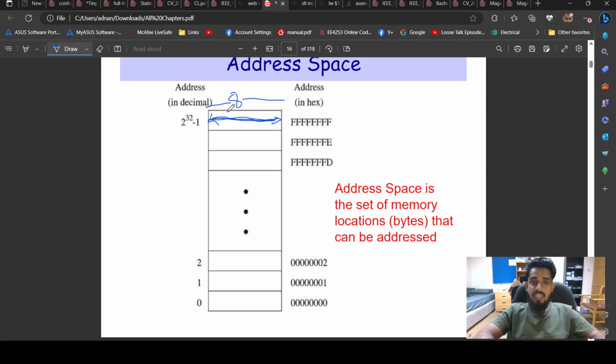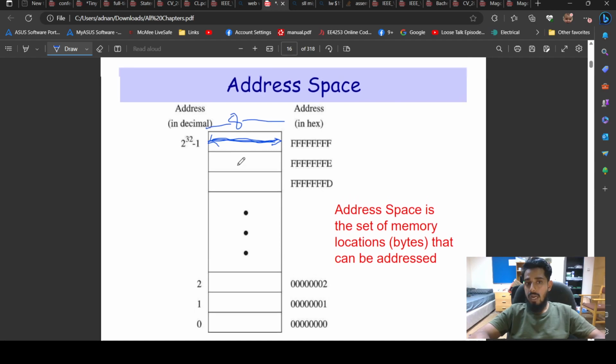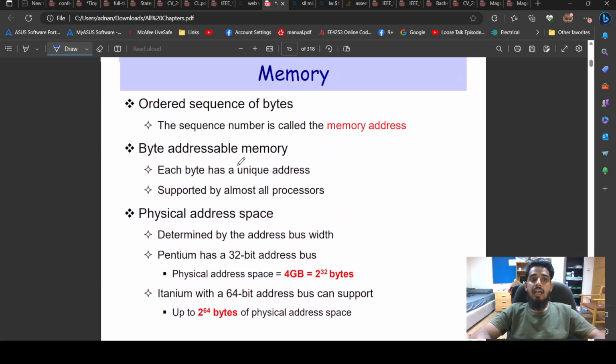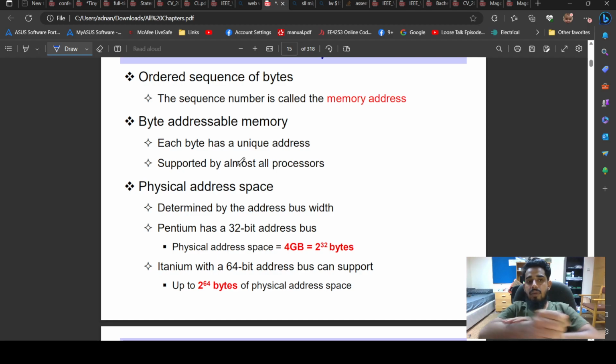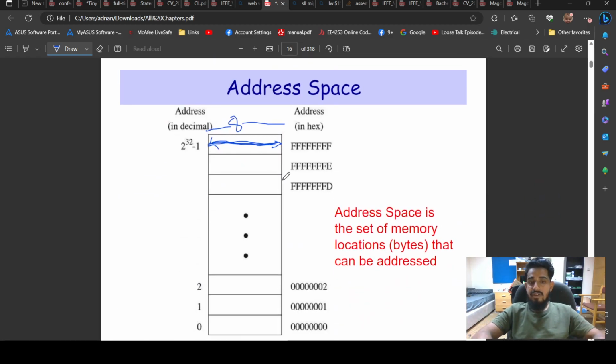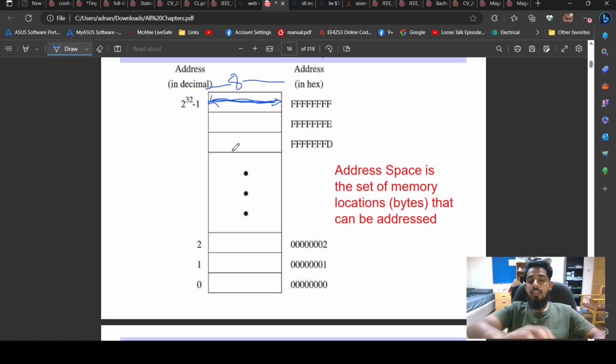This sequence of bytes is known as the memory addresses. Here the addresses on my left side are given in decimal format, and on my right side they are given in hex format. If we see from here, it is an 8-digit address, and here we can see it's F.